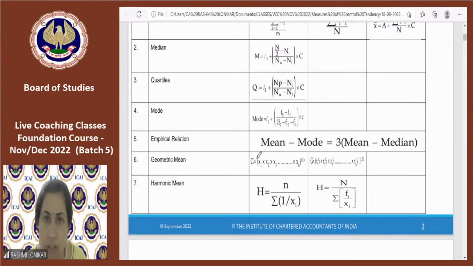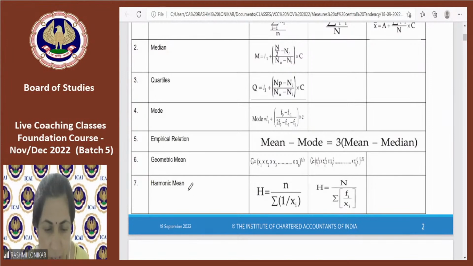Geometric mean is the nth root of the multiplication of the variables. So nth root. So this is 1 upon n of what? x1 into x2 into x3 up to xn. And if we have frequencies also, then it becomes x1 raised to f1, x2 raised to f2, x3 raised to f3 up to xn raised to fn. And the whole thing, we find the nth root.